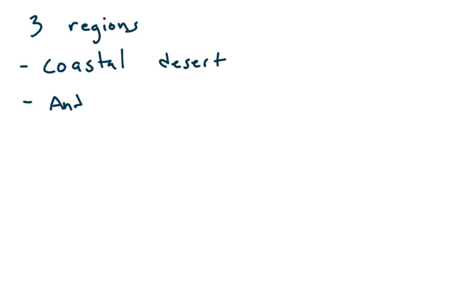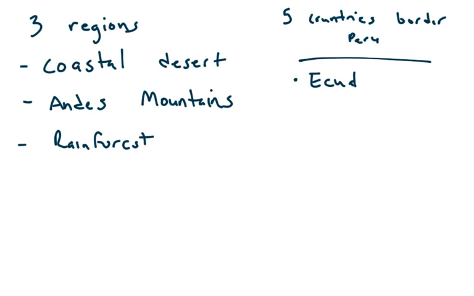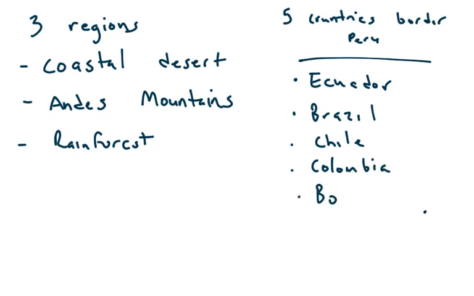So overall, we know that there are 3 regions. 1, coastal desert. 2, Andes Mountains, or mountain region. And then rainforest. We know that 5 countries border Peru, and those are Ecuador, Brazil, Chile, Colombia, Bolivia. And I believe that's it.